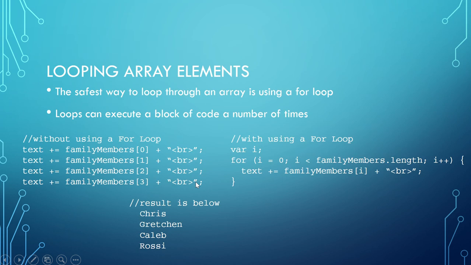The safest way to loop through an array is using a for loop. Loops can execute a block of code a number of times. So if you don't use the for loop, you have these 4 lines of code. If you do, you only have these 4 lines of code. You might say, that's not much of a savings. Well, that's because my array only had 4 items in it. Imagine an array that has hundreds of items, and you have to keep writing all of them on a new line. It's significantly better to use the for loop when you've got these longer arrays.